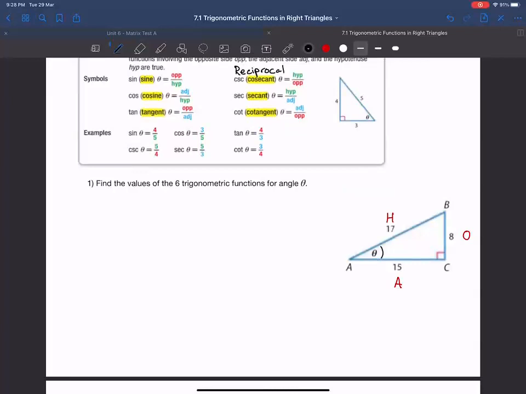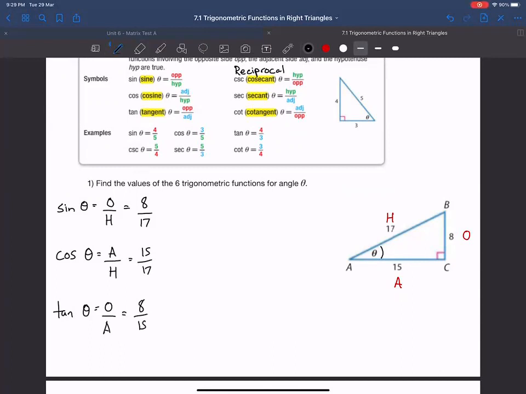For example, my sine of theta is my opposite over my hypotenuse, which means it's going to be equal to 8 over 17. My cosine of theta is going to be equal to my A over H, which is 15 over 17. And my tangent of theta is going to be equal to my opposite divided by my adjacent, which is 8 divided by 15.